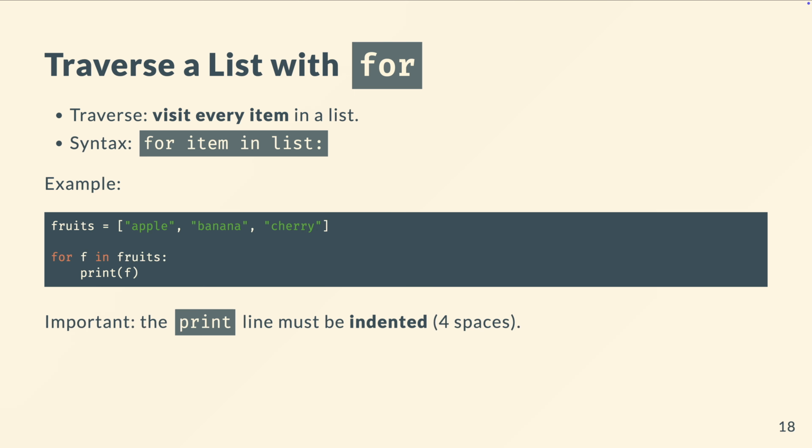the variable f. So on the first loop, f becomes apple. On the second loop, f becomes banana. On the third loop, f becomes cherry. Inside the loop, we have print of f. That means we print the current value of f for each loop. Very important, indentation. The print line must be indented, usually 4 spaces, so Python knows it belongs inside the loop. If print is not indented, Python will not treat it as part of the loop.